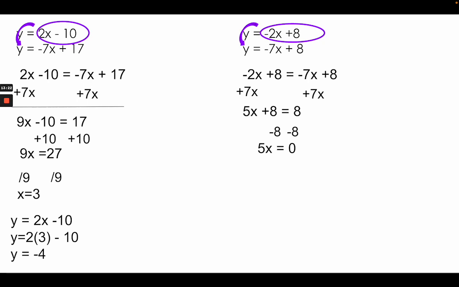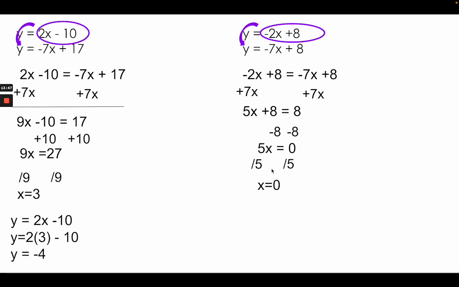We want x by itself, so we're going to divide both sides by 5. And in your calculator, if you try 0 divided by 5, we know that we're always going to get the answer of 0. Because if I have nothing and I try to divide it into 5 pieces, how much does each person have? They have nothing also. Okay, we're not done.